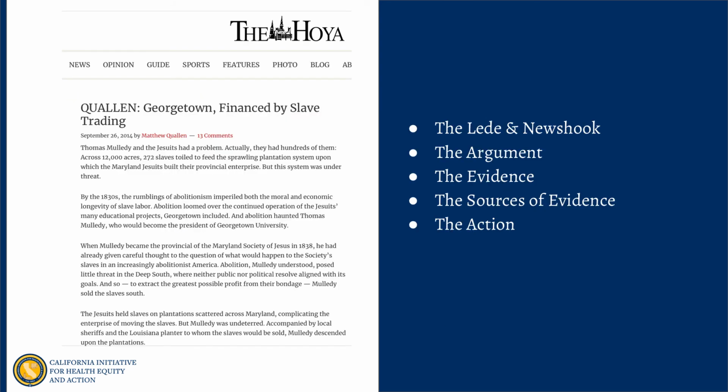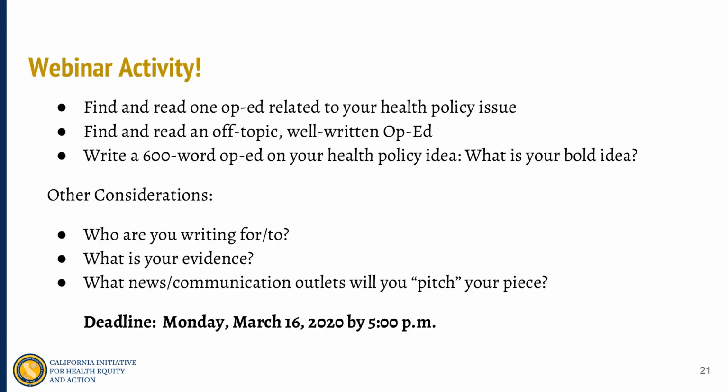Here are the opening sentences of one of the 2 op-eds that we've given you links to. I'm sharing it so that you can think about the lead and news hook that was used, the argument that was made, whether or not you think that it was compelling, the types of evidence that were used and whether or not they may resonate with the readership of the Hoya. And then lastly, the action that was recommended. And so now, it's your turn.